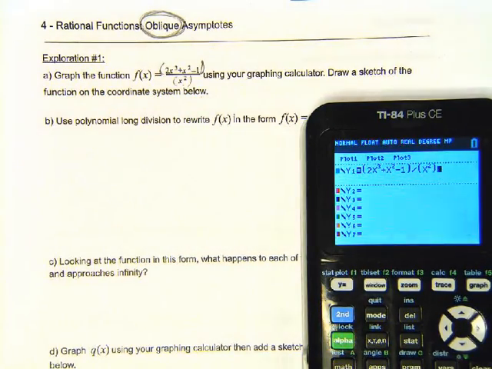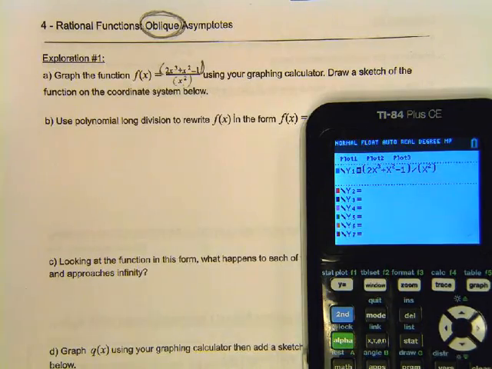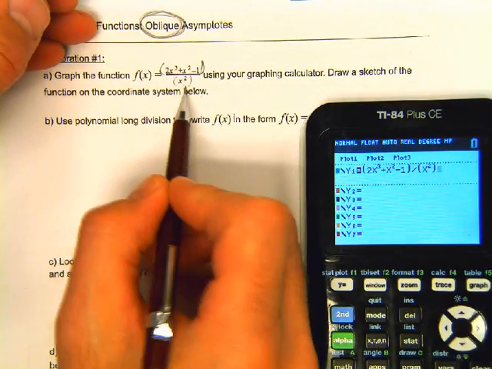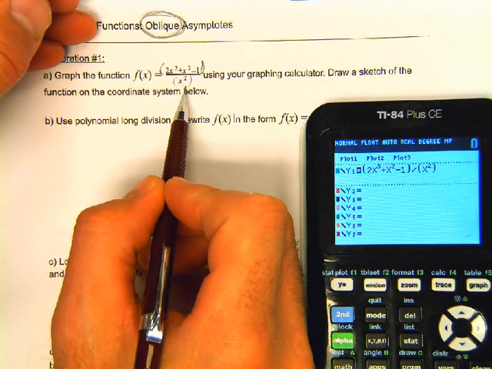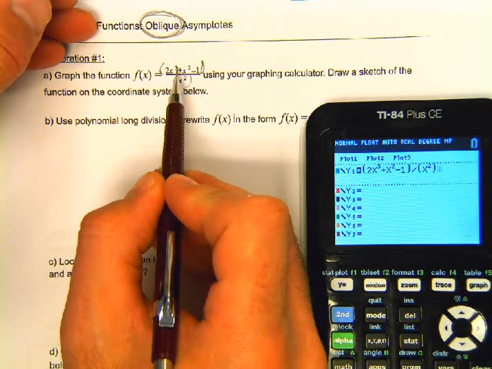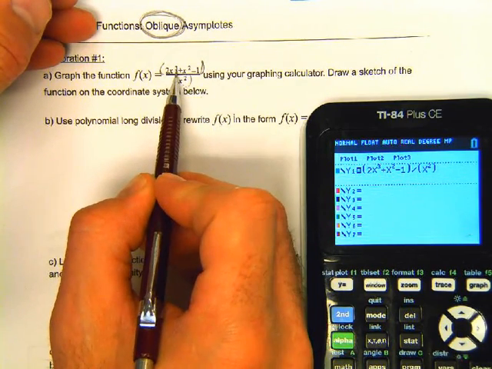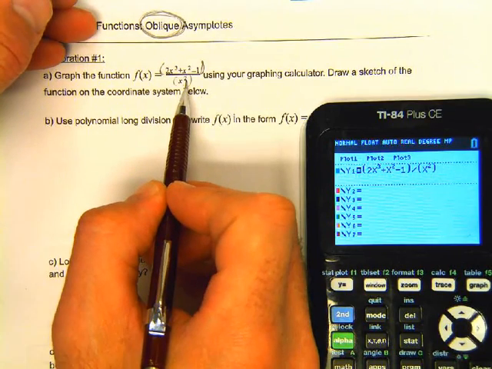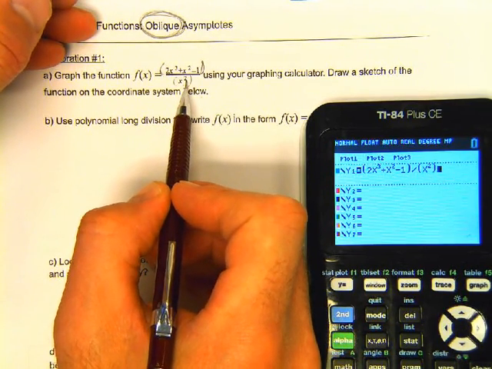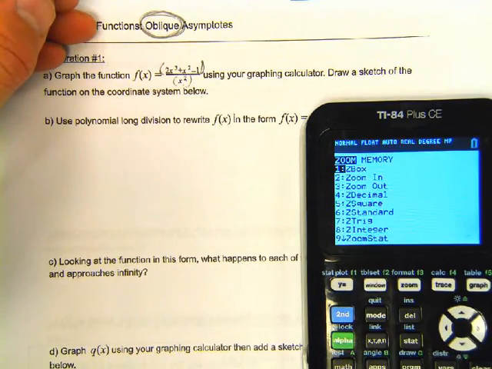Now the next thing before we press the graph button, do you notice how the degree in the numerator is greater than the degree in the denominator? Yep. Now the next thing is, how many degrees bigger is the numerator than the denominator? 1. It's 1 degree bigger. So let's keep that in mind. I'm going to do zoom 6.